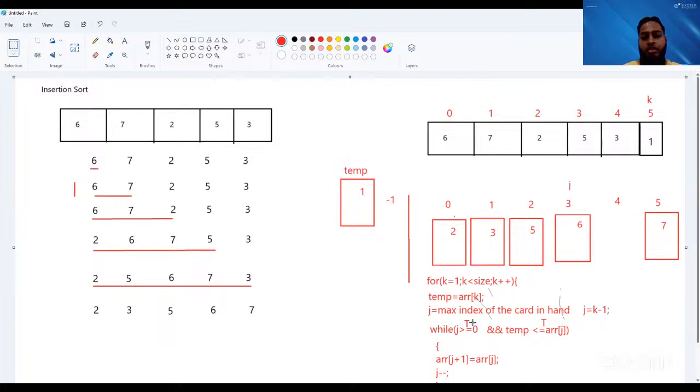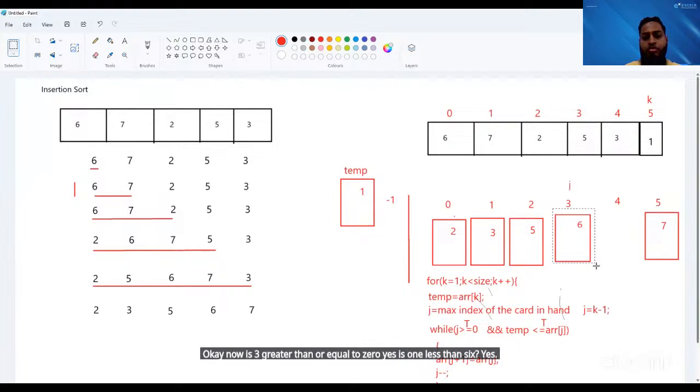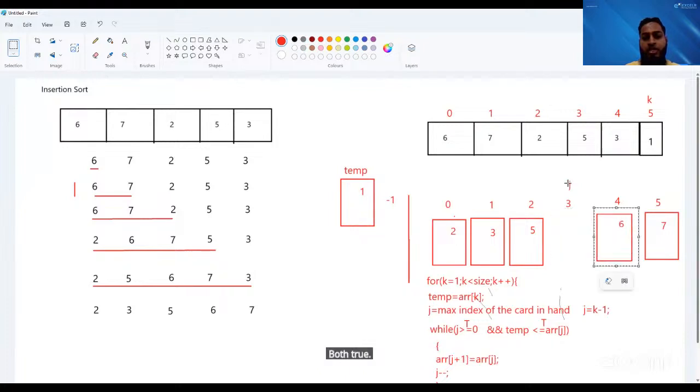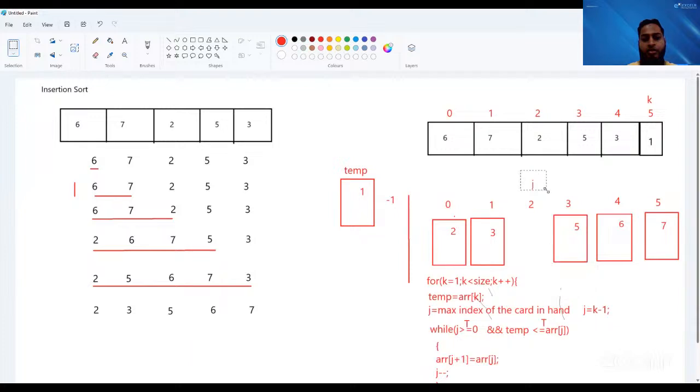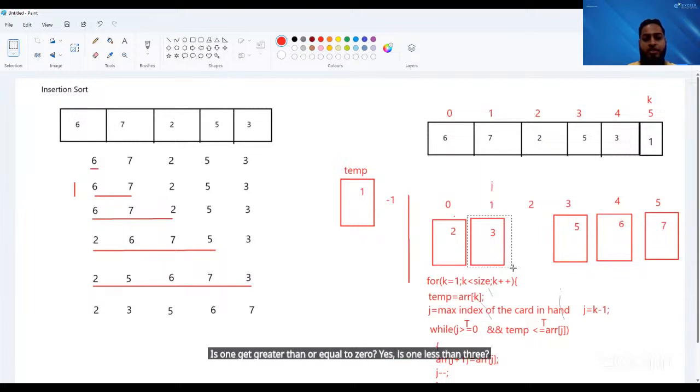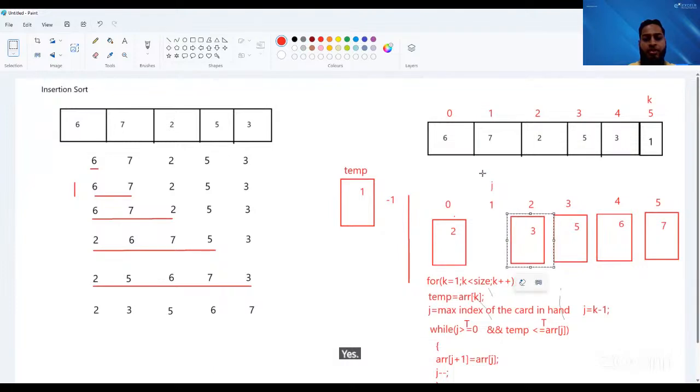Okay. Now, is 3 greater than or equal to 0? Yes. Is 1 less than 6? Yes. Both true. 1 towards the right, 1 towards the left. Is 2 greater than or equal to 0? Yes. Is 1 less than 5? Yes. Is 1 greater than or equal to 0? Yes. Is 1 less than 3? Yes. Minus 1. Is 0 greater than or equal to 0? Yes. Is 1 less than 2? Yes.